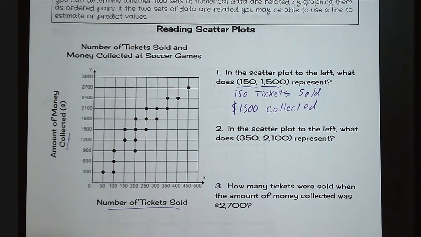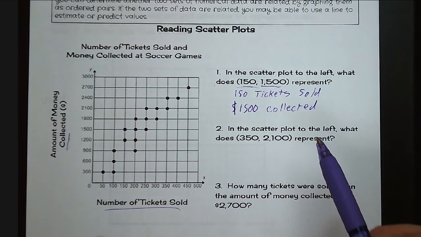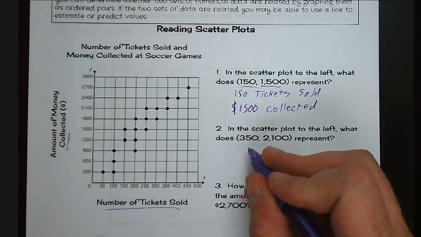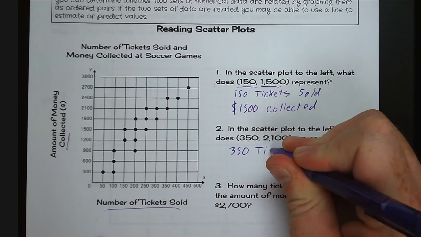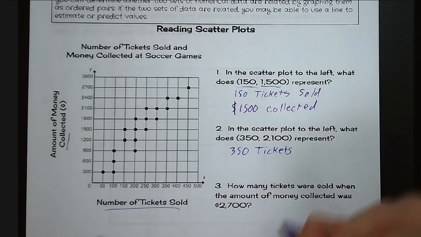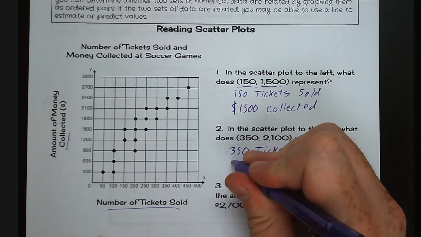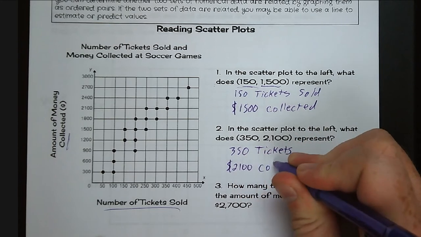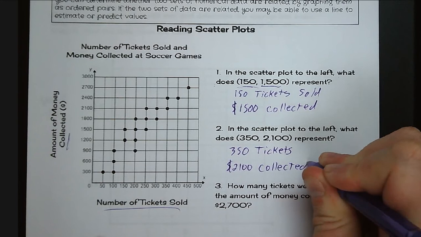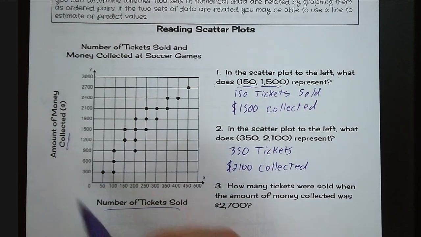So in the scatter plot to the left, what does 350 and 2,100 represent? Well, 350 again is 350 tickets. And the 2,100 is $2,100 collected. So we're just looking to see what are the units of my axes.